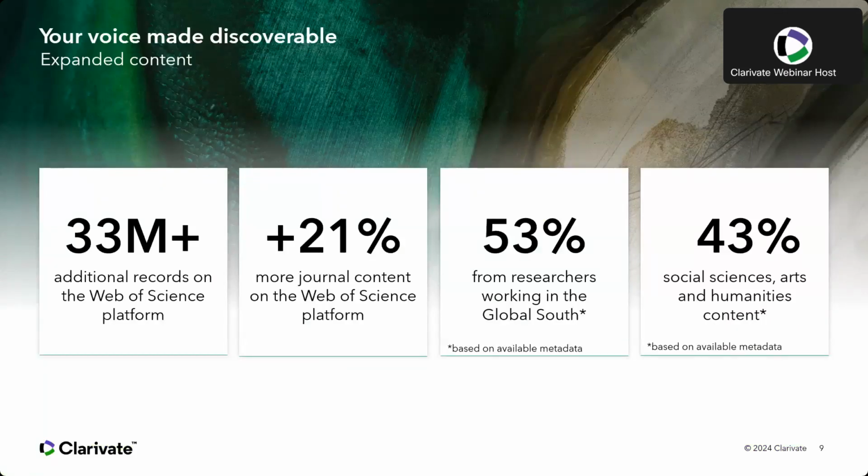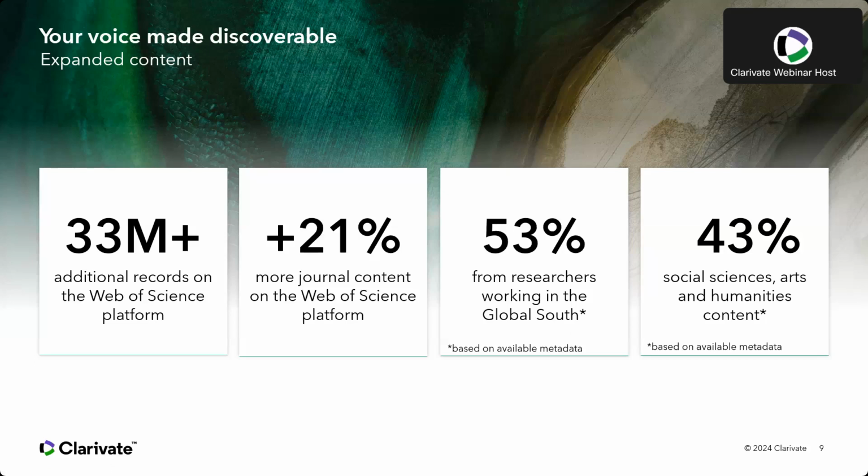So this database brings more than 33 million additional records on the Web of Science platform. There is 21% more journal content. There's 53% of that output published by researchers working in the global south. I don't really like this term. It's more like the emerging, developing countries, if we can call them this way. And we use the metadata to come up with those statistics.